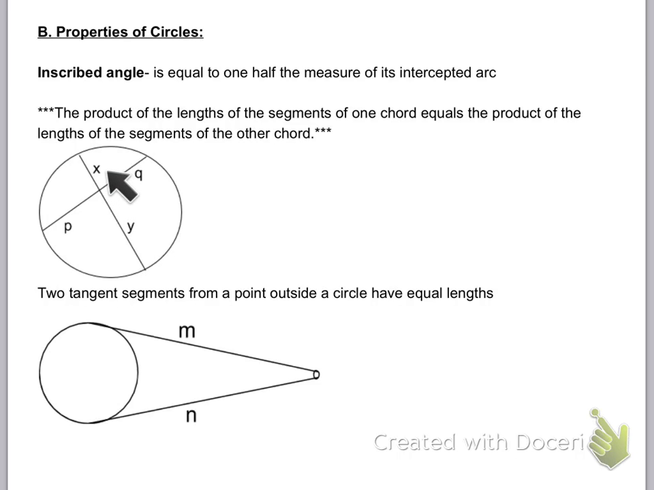What it says, guys, is that the product of the length of the segments of one chord equals the product of the length of the segments of the second chord. So what does it mean? It means this: X times Y is equal to P times Q. So if you know 3 of those pieces, you could find the 4th. It's not that big of a deal, right?